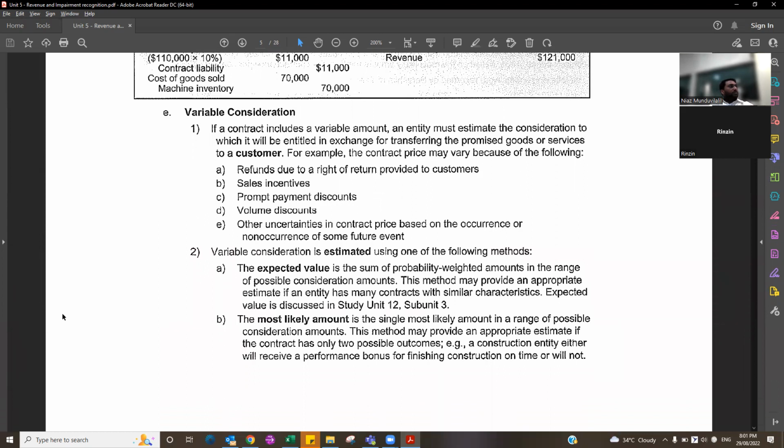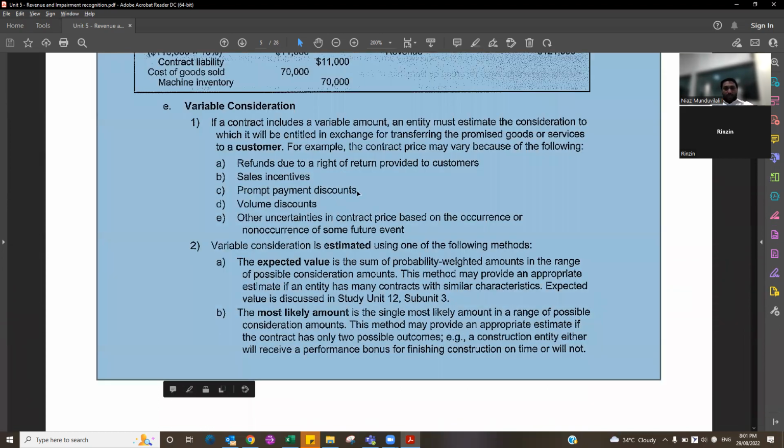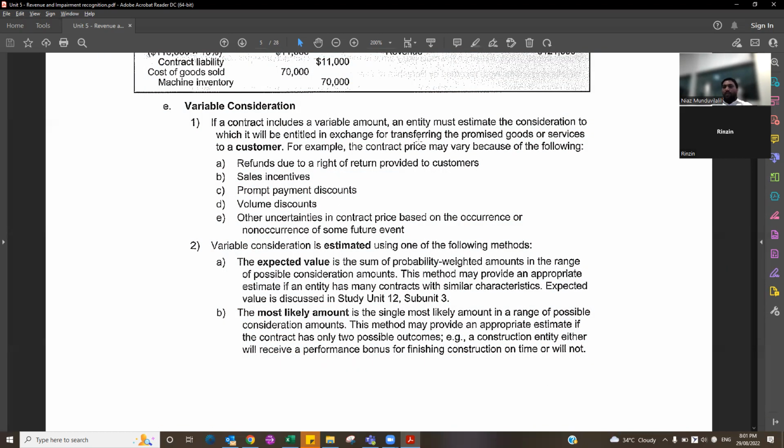Variable consideration. If a contract includes a variable amount, an entity must estimate the consideration to which it will be entitled in exchange for transferring the promised goods or services to a customer. For example, the contract price may vary because of the following: a refund due to right of return provided to customers, sales incentives, prompt payment discounts, volume discounts, and other uncertainties in contract price based on the occurrence or non-occurrence of future events.